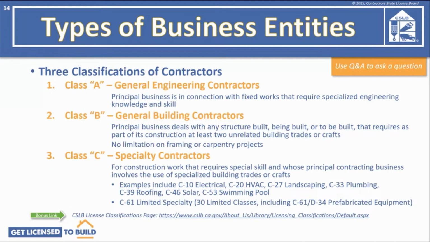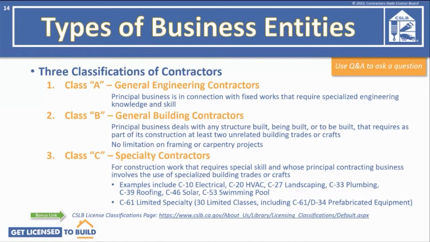In other words, a B contractor shouldn't take a prime contract for any project involving trades other than framing or carpentry, unless the prime contract requires at least 2 unrelated building trades other than framing and carpentry. There is no limitation on B contractors to stop them from taking on projects that only include framing or carpentry.